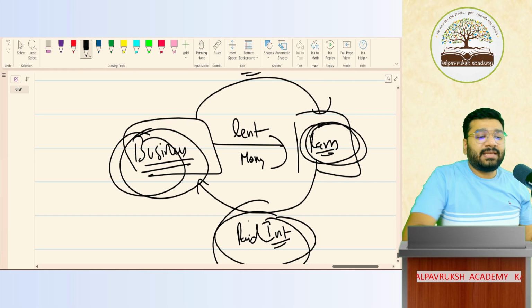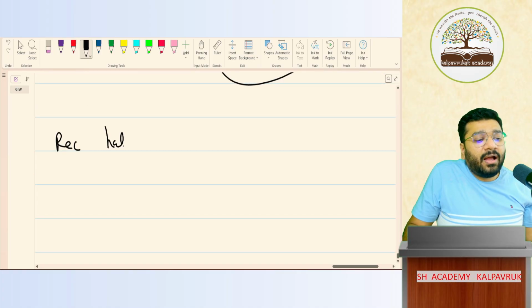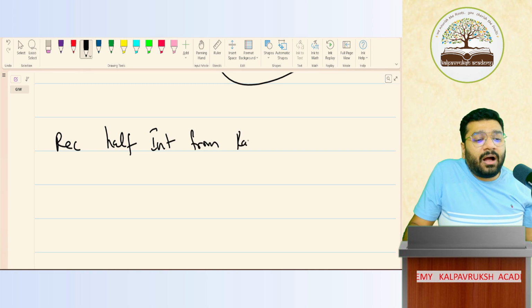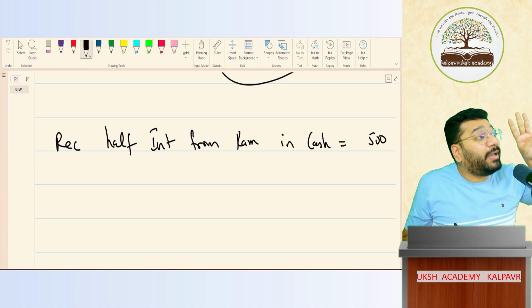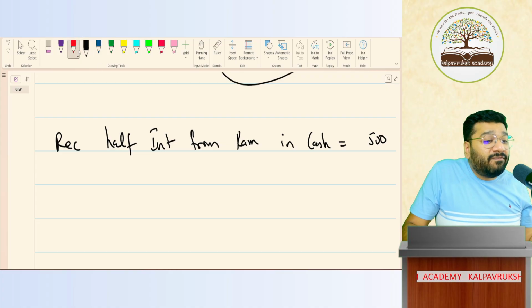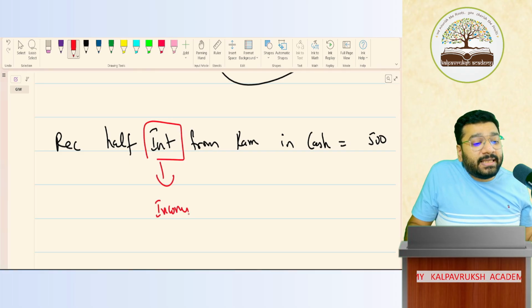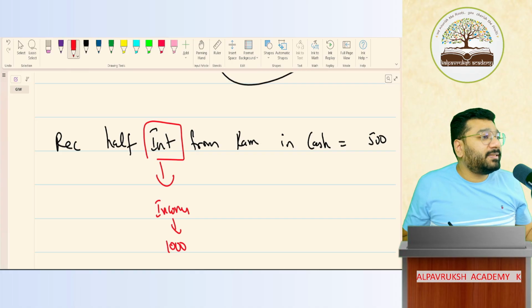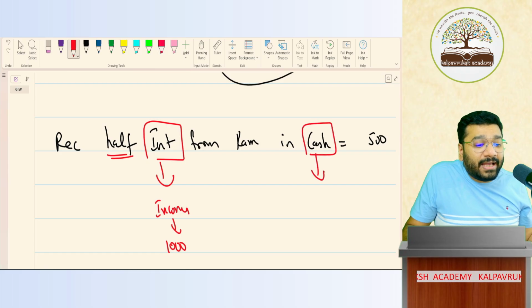Okay, received half interest from Ram in cash. How much? 500. Now in this transaction, 3 accounts I will open. One is the interest account to record income. How much is income here? The full 1000 rupees. In that 1000, half the amount is received in the form of cash.